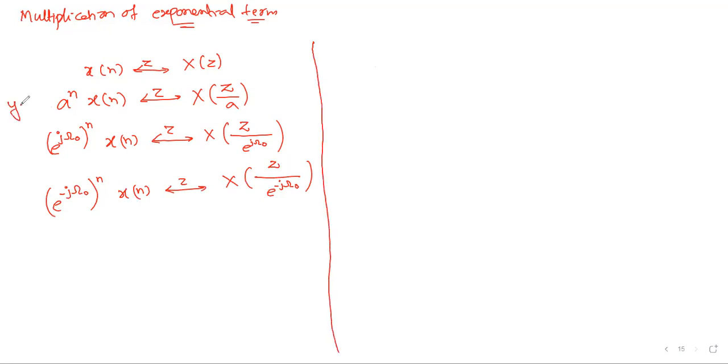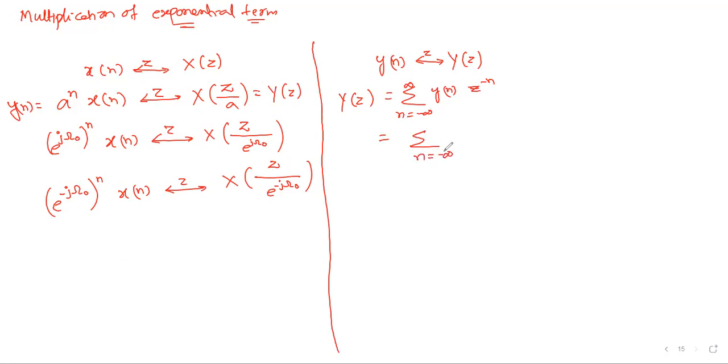Let us take this as y of n. The resultant we got is y of z. Now, the z transform of y of n will be y of z. So what is y of z? Summation n equal to minus infinity to infinity y of n z power minus n. What is y of n? Y of n is nothing but a power n into x of n, so y of z is the summation n equal to minus infinity to infinity of a power n x of n z power minus n.